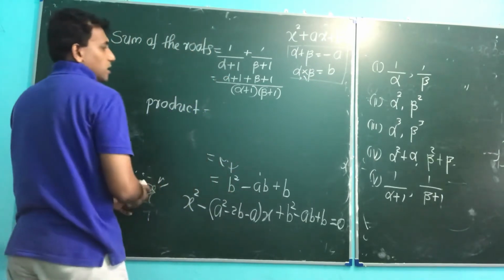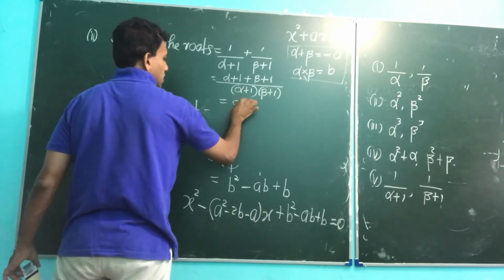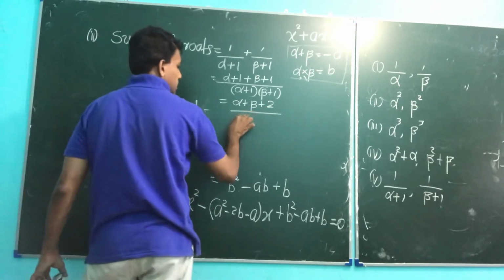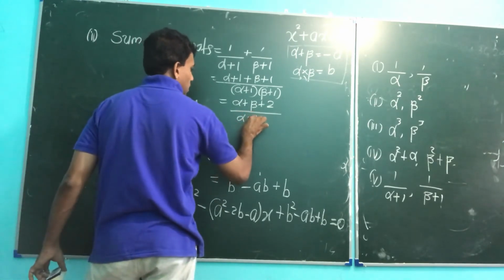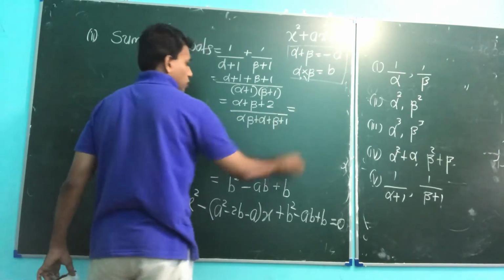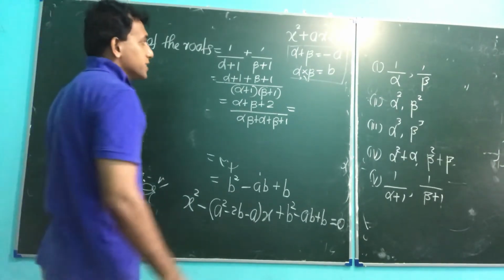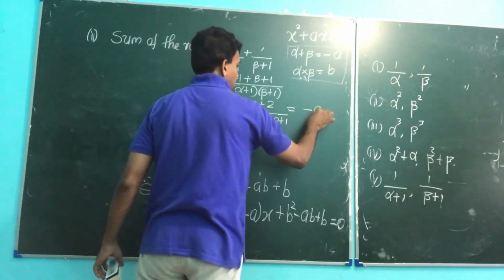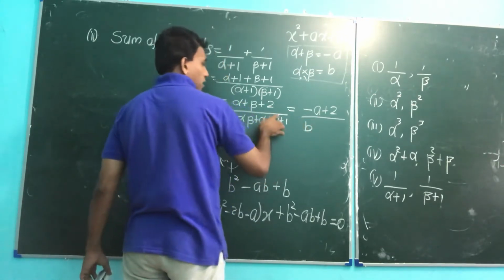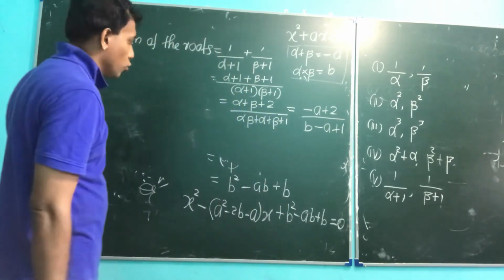If you simplify the numerator, it is alpha plus beta plus 1 plus 1, which is 2. Below, multiply the brackets: alpha beta plus alpha plus beta plus 1. Now you can apply the values. Alpha plus beta is minus a, so the numerator is minus a plus 2, and alpha beta is b, so the denominator is b minus a plus 1. That is the sum of the roots.